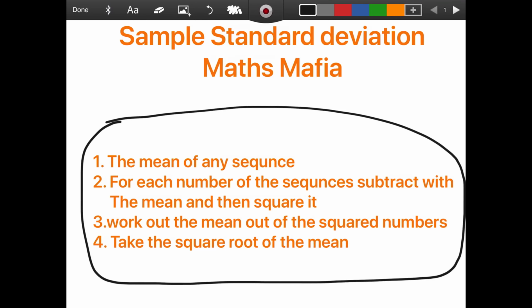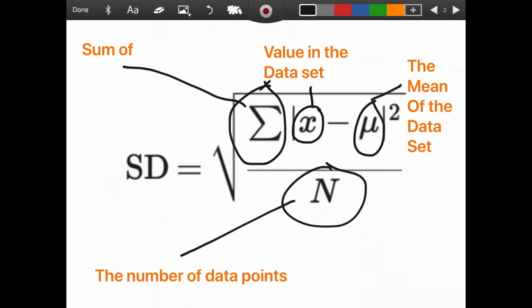Second, for each number in the sequence, we have to subtract the mean, and then square the answer we get. Then we work out the mean of the squared numbers, and then take the square root of that. So this is the formula we will be using over here.